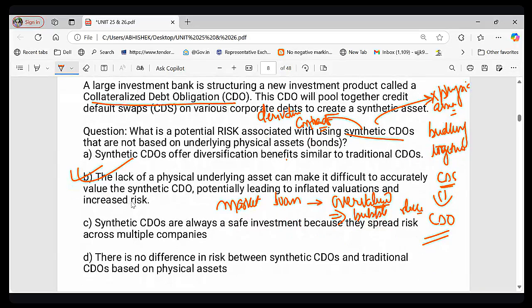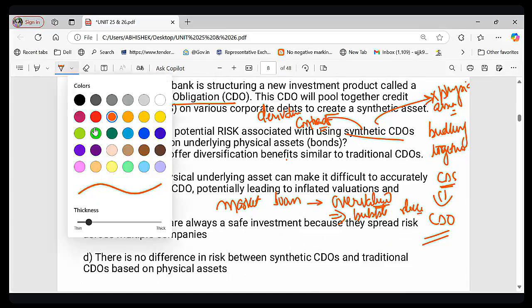So this question clearly differentiates between synthetic CDO and traditional CDO, right? Yes, correct. Traditional CDO have the underlying value. Very good. Obviously, you will not feel secure, right? This is called synthetic CDO. Now, let us see why the other options are incorrect.